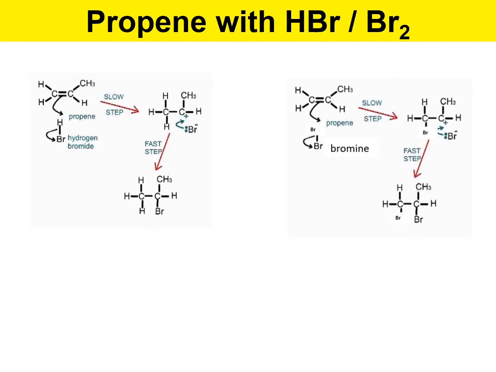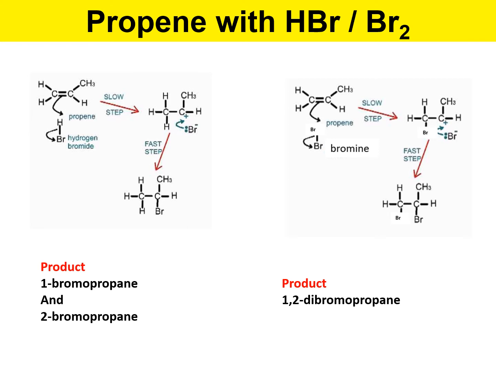If we move on and look at other alkenes, we start to see a problem. Here is an example of propene, which we consider an unsymmetrical alkene, with HBr and with bromine. When we react with bromine, we get one product, 1,2-dibromopropane. But when we react with hydrogen bromide, we can form either 1-bromopropane or we can form 2-bromopropane. One of these products is favoured, and we need to work out why.